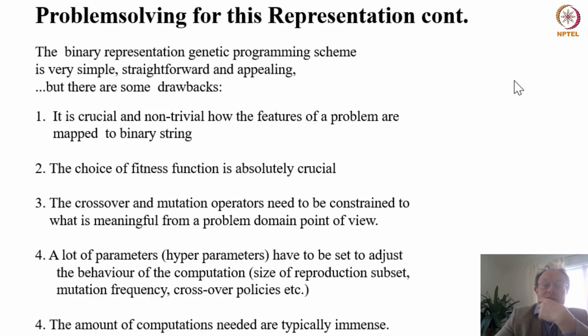Also, here there are a lot of hyperparameters, which exist for any system. I mentioned it for neural networks, but here there are many, and these typically have to be adjusted. Those parameters are such as the size of the reproduction subset, the mutation frequency, the various crossover policies, etc. And then also a problem, as for neural networks, is that the amount of computation needed is typically immense for this kind of setup.